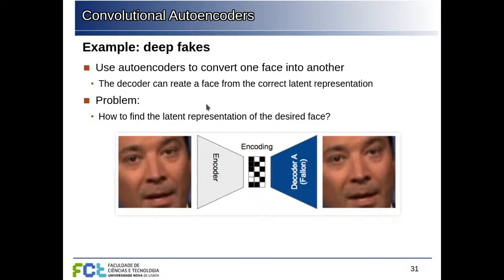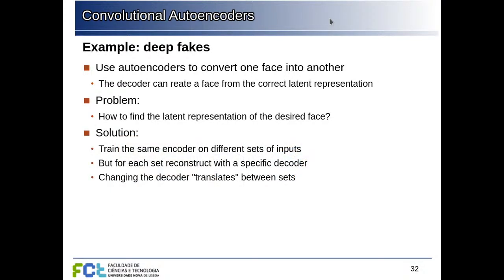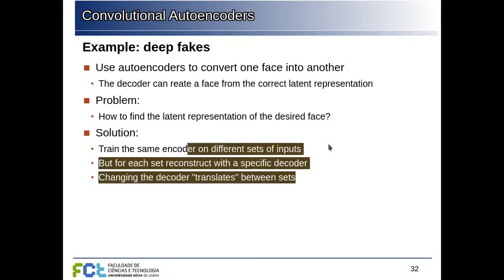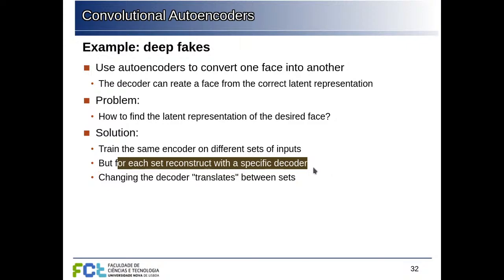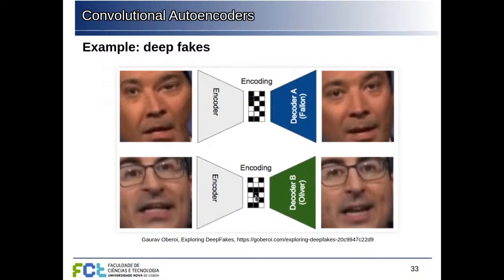So the problem here is how can we find the latent representation for the desired face? If we already have the face, it's easy. We pass it through the encoder, it gets us the correct representation, and then we feed it into the decoder and we get the face. But in that case, we need to have the face already, so this would not be useful. If we want to transform faces between different people, what we can do is to train the same encoder for the different sets of inputs, for example, the different sets of faces, but we use different decoders for each of the sets. And basically this would be the idea.